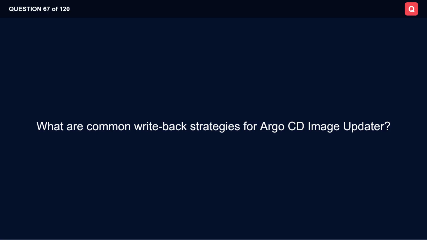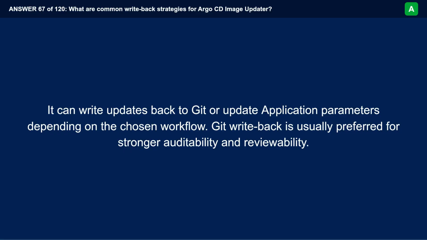What are common write-back strategies for ArgoCD Image Updater? It can write updates back to Git or update application parameters depending on the chosen workflow. Git writeback is usually preferred for stronger auditability and reviewability.